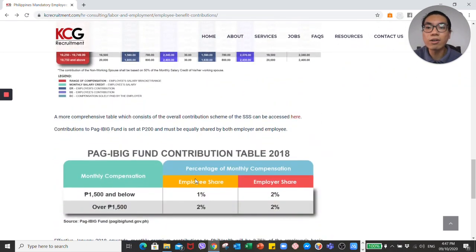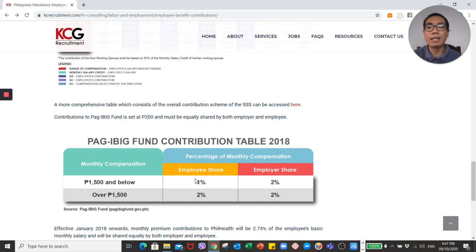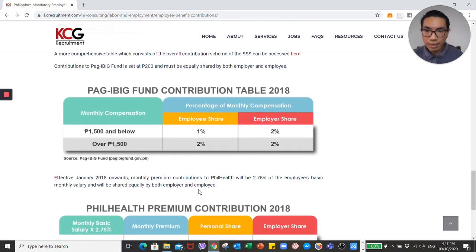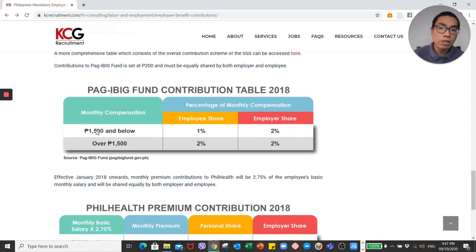And the next contribution is Pag-IBIG. Based on the handouts, it says 100. It says 100 on the handouts because it is actually 200 and must be equally shared by the employer and the employee. And if the monthly compensation falls below 1.5, of course the employer share is larger, because 1.5 on a monthly basis is super small.